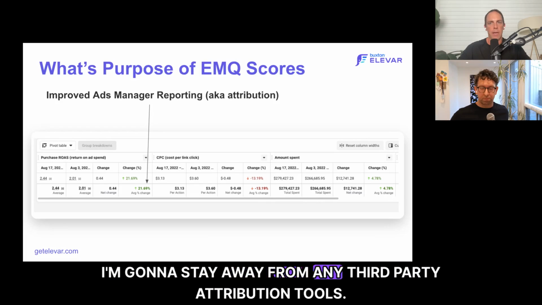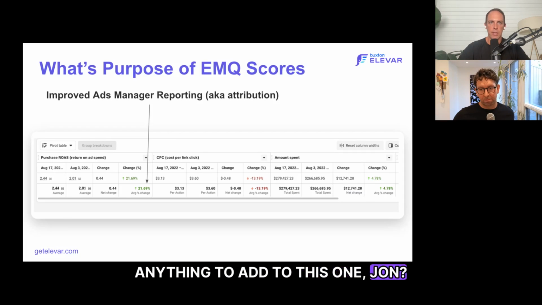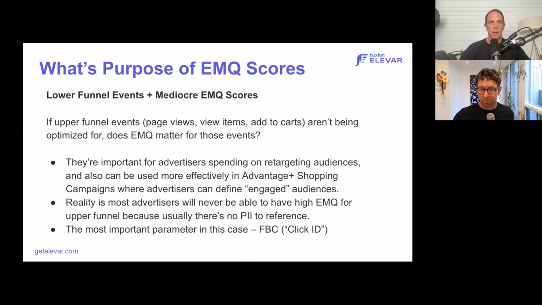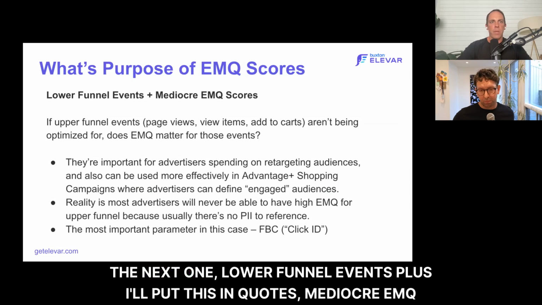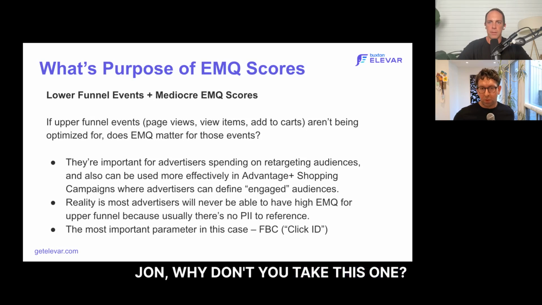I'm going to stay away from any third-party attribution tools. So this is really focused on Ads Manager reporting. Anything to add to this one, John? No, nothing. The next one, lower funnel events plus, I'll put this in quotes, mediocre EMQ scores. Let's say scores between 4 and 6. John, why don't you take this one?